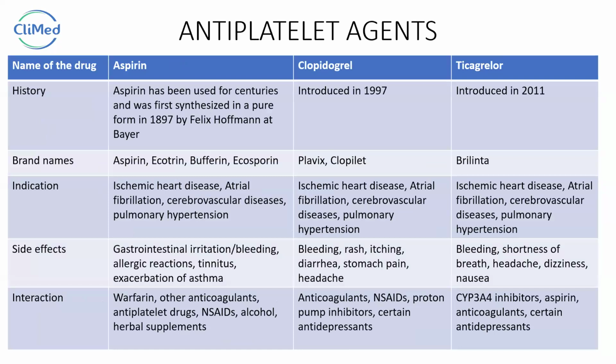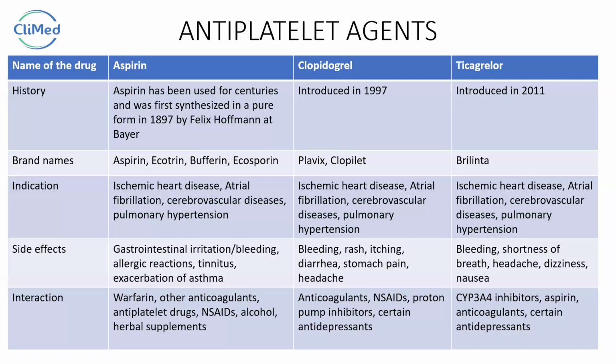Next is antiplatelet agents. As we all know, these agents are also called as antithrombotic agents. These agents interfere with platelet function and used in prophylaxis of thromboembolic disorders. The most commonly used drug includes aspirin, clopidogrel, and ticagrelor. Aspirin is a thromboxane synthesis inhibitor.